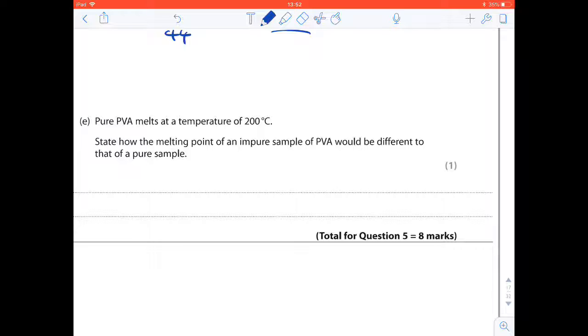For the last bit here, you need to understand that an impure substance has a lower and a wider melting point than a pure substance. That will be true for any material. So the one that you might be familiar with is the ice. If you mix it with salt, that lowers the melting point, which is why we put salt on roads on a cold day, because it makes the ice melt more easily at the temperature of the air. So all you really have to say is either that it was lower or that it melted over a range of temperatures.